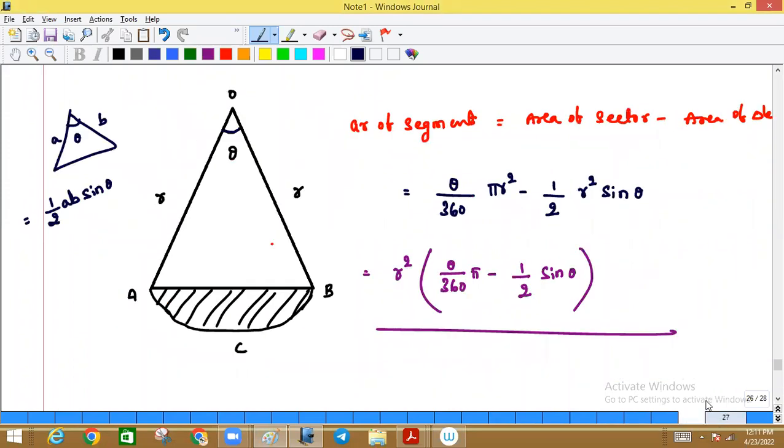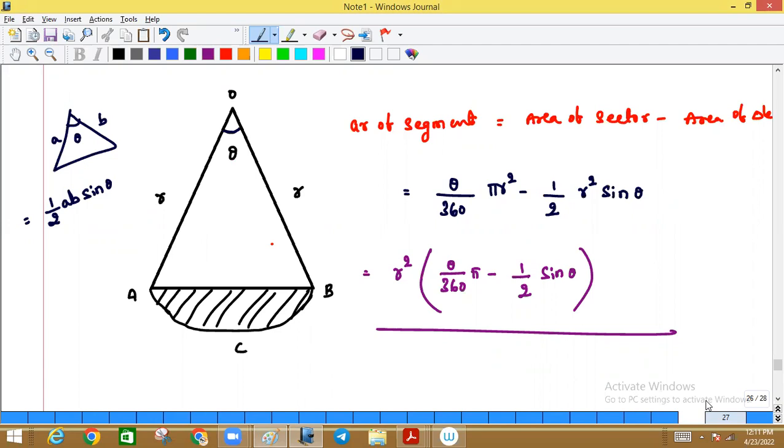If you take out a segment, the segment area is equal to the area of the whole sector, from which you subtract the area of the triangle. Area of the sector is what? Theta by 360 into pi r square. And what is the area of a triangle?